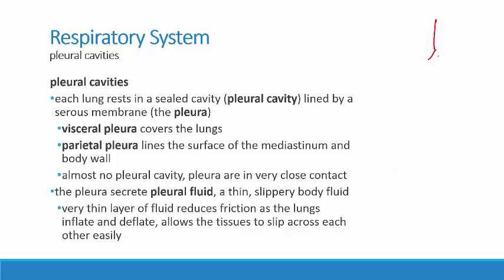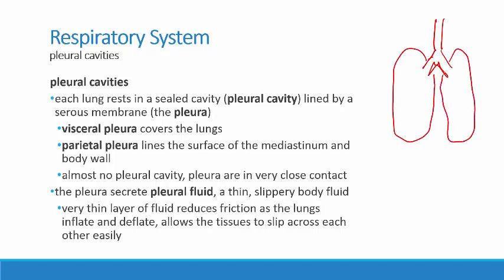So if we think about the lungs, here's the trachea coming down to the right and left main bronchi, and there's a sealed cavity that encloses the lungs. The lining of the cavity is parietal pleura, and the lungs themselves are covered with visceral pleura.